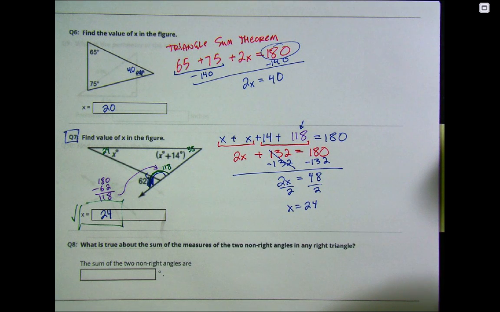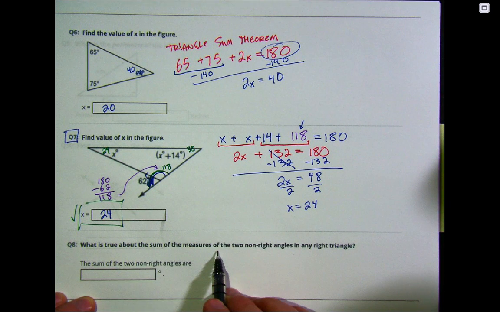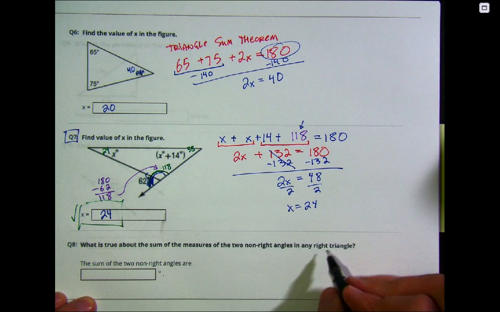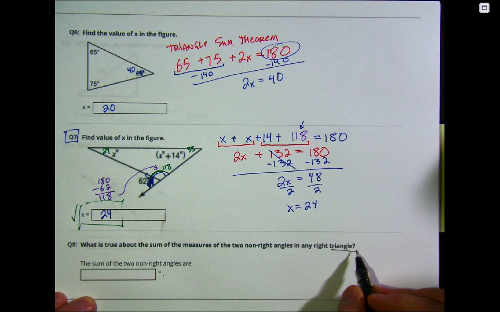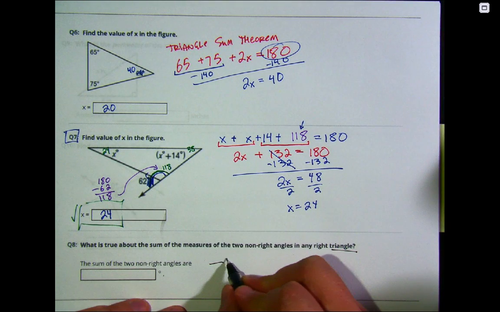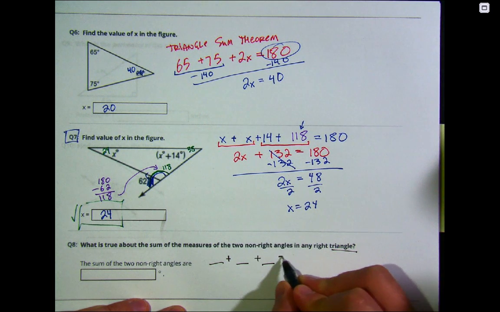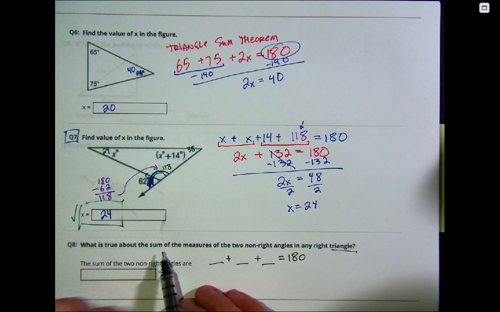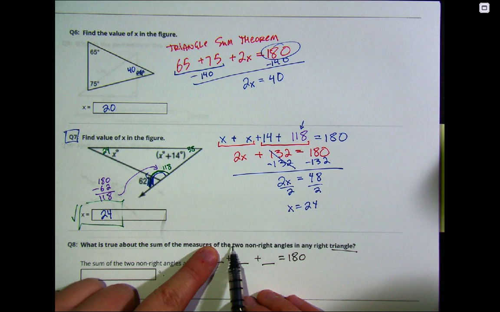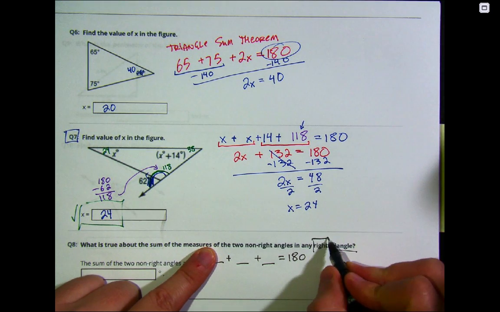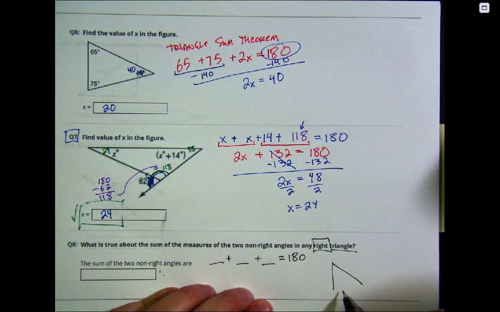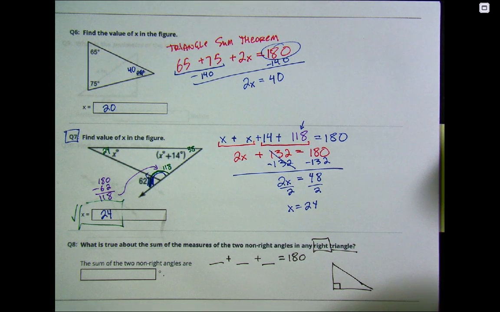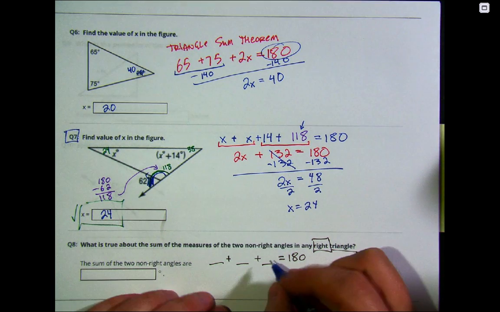All right. Question number 8 is a conceptual problem that you really have to read carefully. What is true about the sum of the measures of a triangle? Well, we know 180, right? So something plus something plus something equals 180, right? The sum of the angles of a triangle. But now it's saying, what is true about the sum of the measures of the 2 non-right angles in a right triangle? What's a right triangle? A right triangle is any triangle that has a 90-degree angle right there. Oh, that means one of those 3 is 90, right?